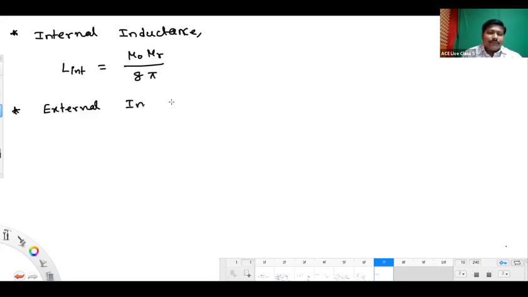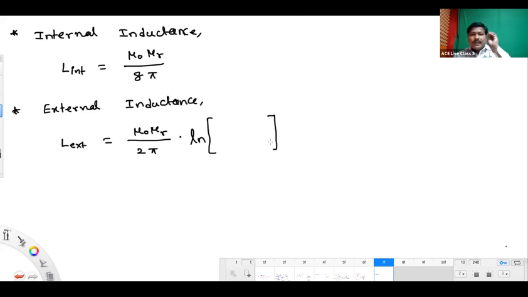External inductance. So L external is equal to mu naught into mu r by 2 pi into natural logarithm of. I'll write what we have to keep in that natural logarithm. I will tell briefly about the procedure of the inductance calculation, so I will move to the next slide to discuss it. Just listen.